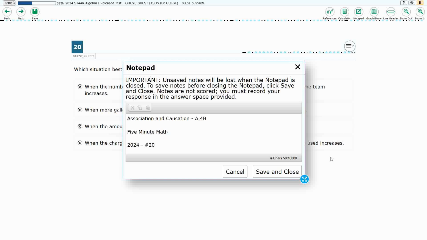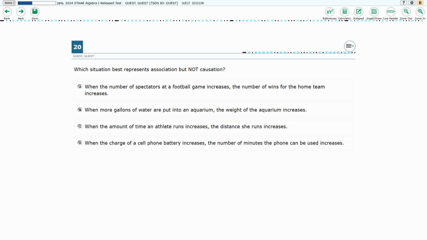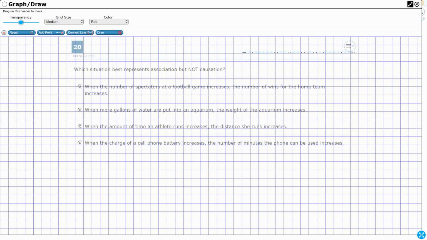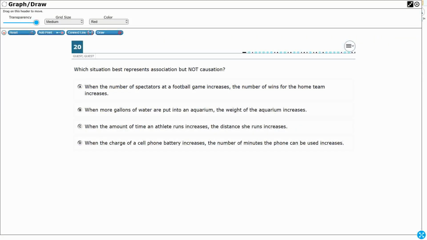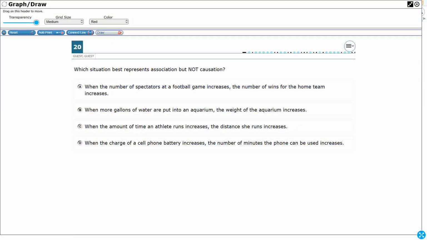Today we are looking at the Algebra 1 concept of association and causation. This is standard A.4B in the great state of Texas, and we are using item number 20 of the 2024 released STAAR test. If you haven't done so already, please go ahead and take a moment to pause the video, work this problem out on your own, unpause it, and we will look at our answers together.